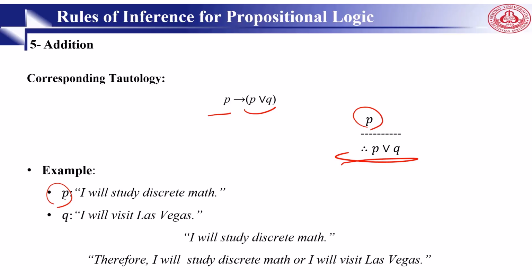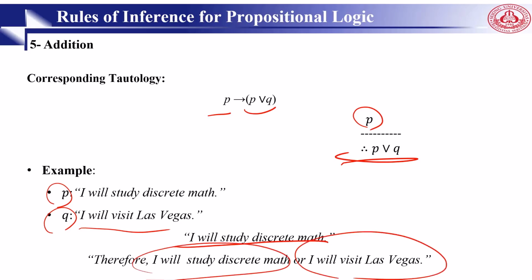So if we have P, I will study discrete math, and Q, I will visit Las Vegas. P says, I will study discrete mathematics. There is no dependency between P and Q. Still Q can happen, right? So we can say, I will study or visit. When we come to or, then maybe both of them happen or maybe one of them happens, right?